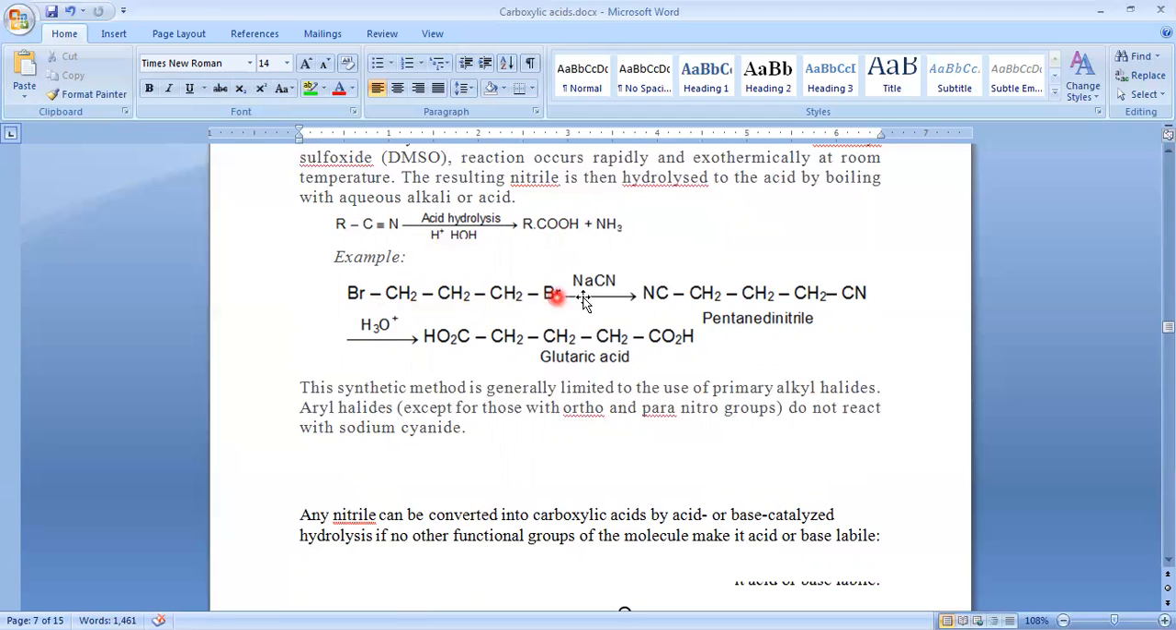So here in the example, the first step is preparation of cyanide. Here a dialkyl halide, dibromopropane, we have taken. Whenever this dibromopropane is treated with sodium cyanide, a nucleophilic substitution reaction takes place. Thereby we get a dicyanide, pentanedinitrile, and further hydrolysis gives a dicarboxylic acid. This dicarboxylic acid is known as glutaric acid.